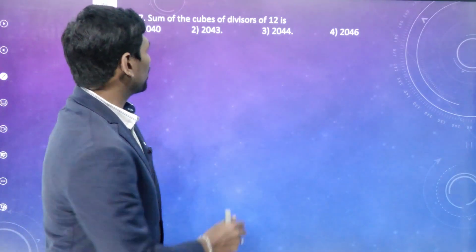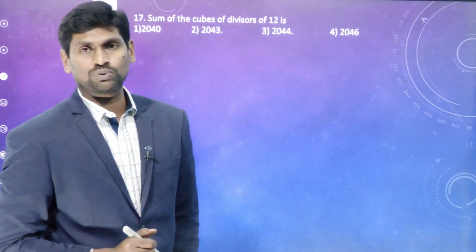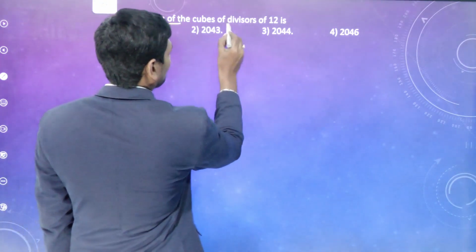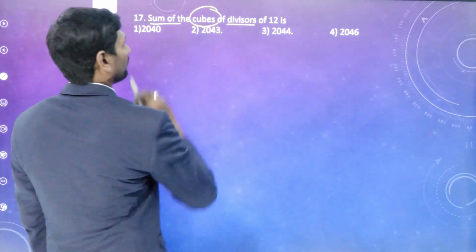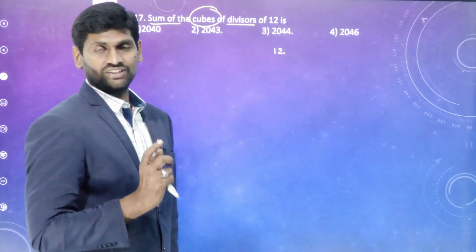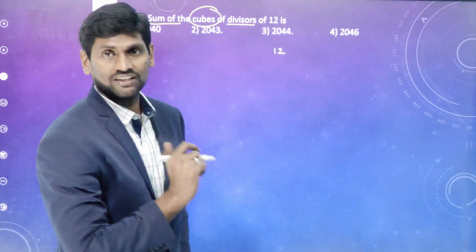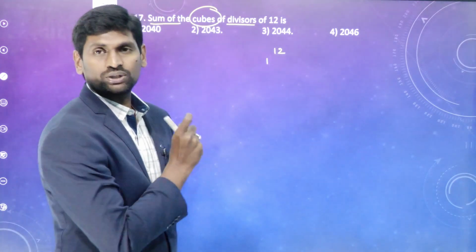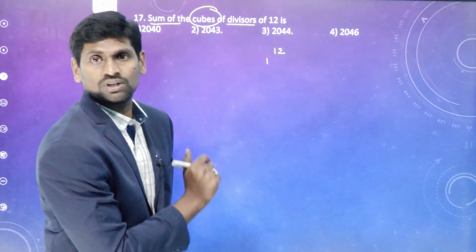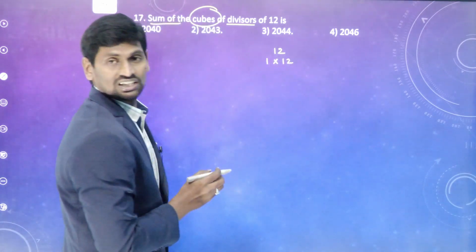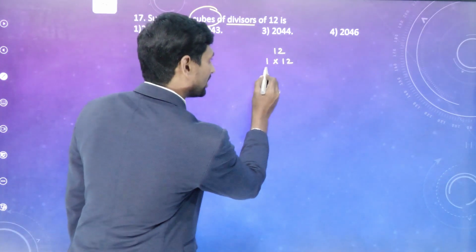Sum of the cubes of divisors of 12. We are not asking about the sum of divisors. It is the sum of the cubes of the divisors. That means we need to find each and every divisor. We should know every divisor here. Every divisor means, in the sense, we need to check each and every table, like 1 onwards. 1 12s are 12. All factors we should write.